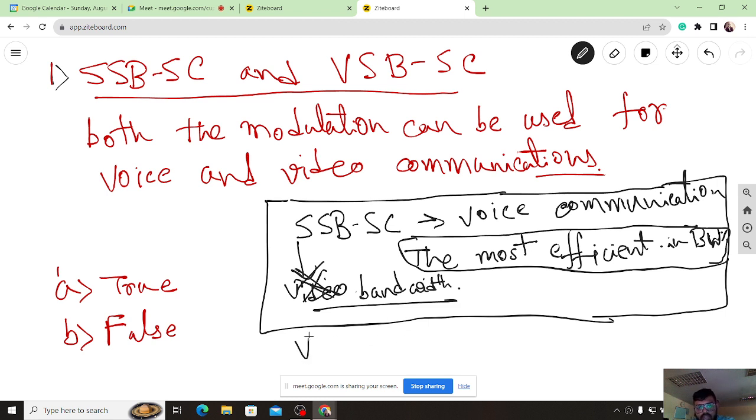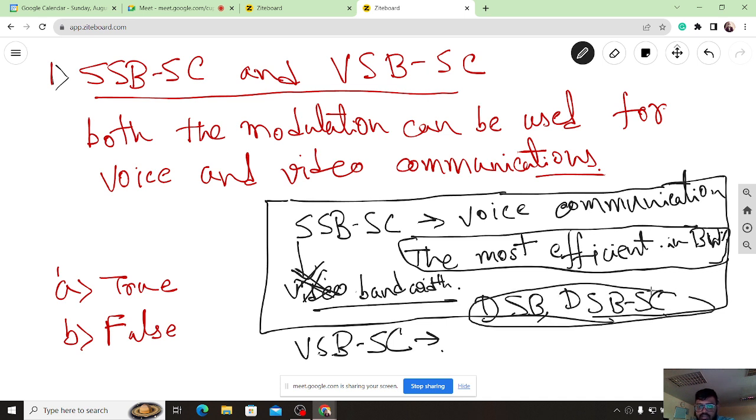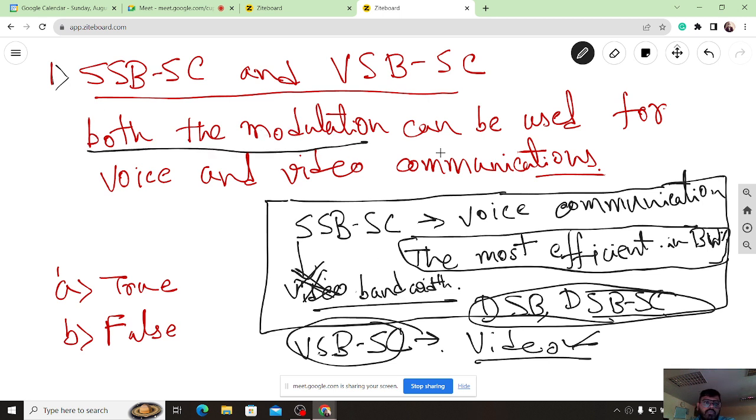So the correct answer here: VSB-SC is the only modulation scheme here, and with DSB-SC also, DSB or DSB-SC. These two schemes and VSB-SC can be used for video also. So the question says both the modulations. So both the modulations cannot be used for video and voice communication. So the option is false, because SSB-SC can only be used for voice communication.